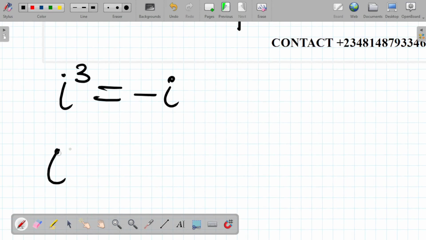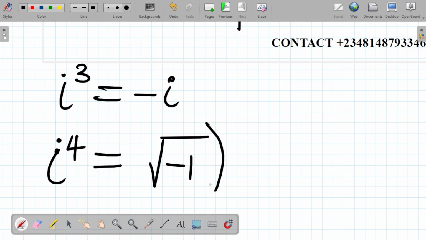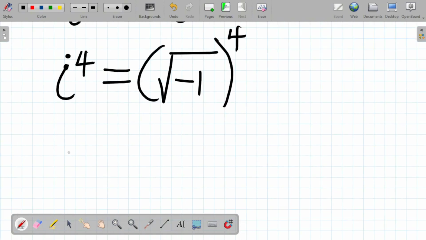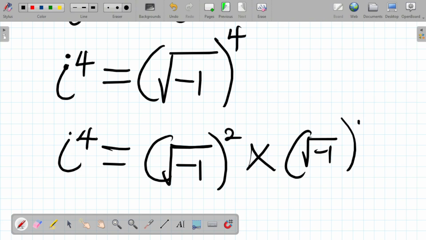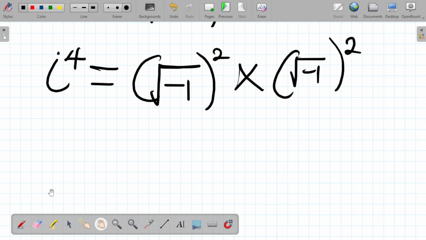Now, let's look at i raised to power 4. i raised to power 4 can be written as square root of minus 1, which is i, all raised to power 4. Square root of minus 1 all raised to power 4 can be written as square root of minus 1 all raised to power 2 multiplied by square root of minus 1 all raised to power 2. So square root of minus 1 all raised to power 2 gives us minus 1.